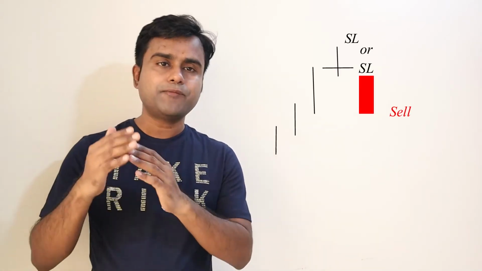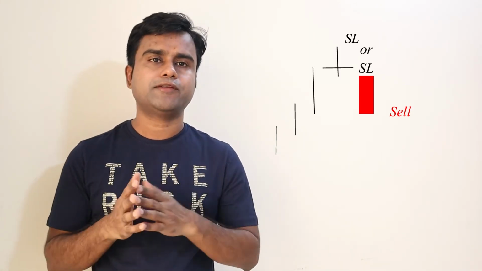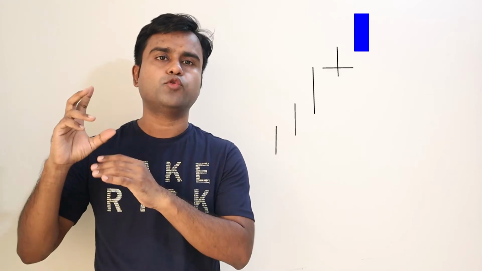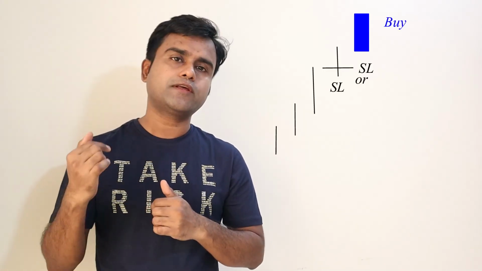So we will take a short position and keep a stop loss at the doji high or doji close, depending on the risk-taking capabilities. On the other hand, if the next candle is a bullish one, we will take a long position keeping a stop loss below the doji low or the doji close, depending on our risk-taking capability.